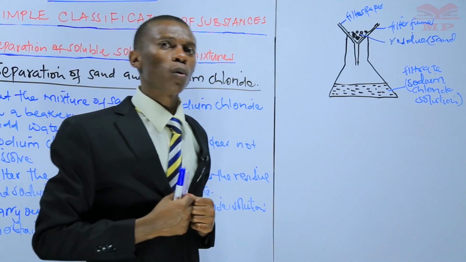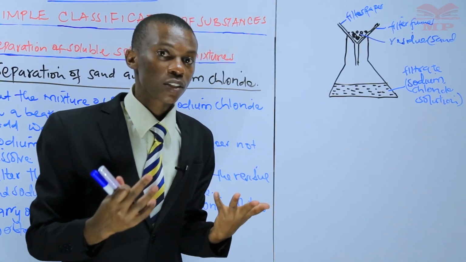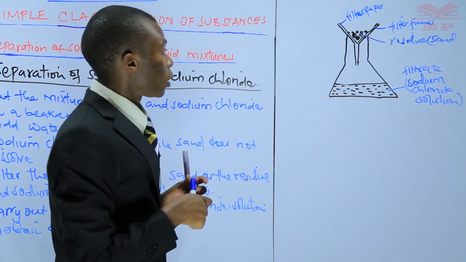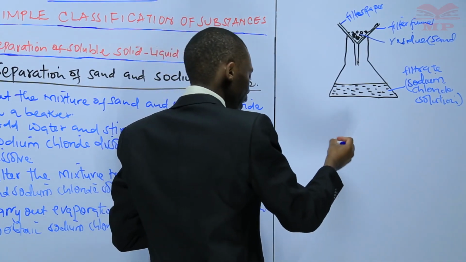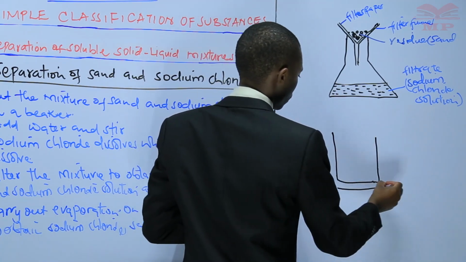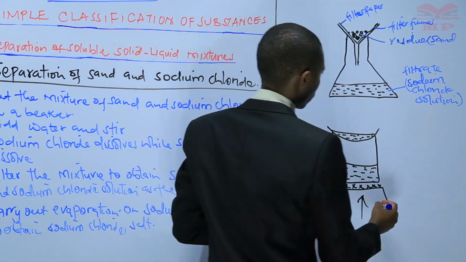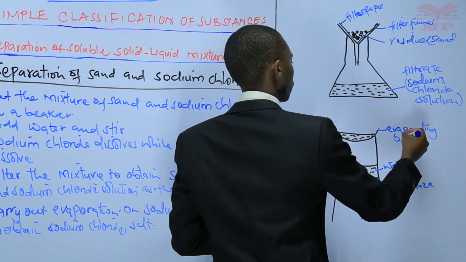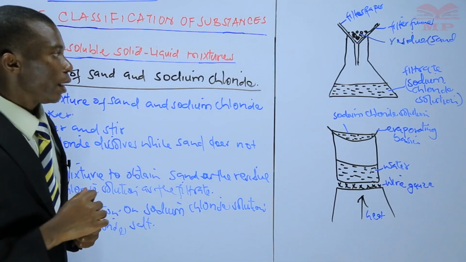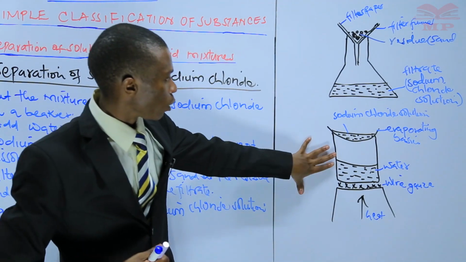Now the next thing, you want to obtain sodium chloride salt. Therefore, you have seen that you just carry out evaporation of sodium chloride. And therefore, the second step will be that is what we are going to do in the second step. You have the water bath.